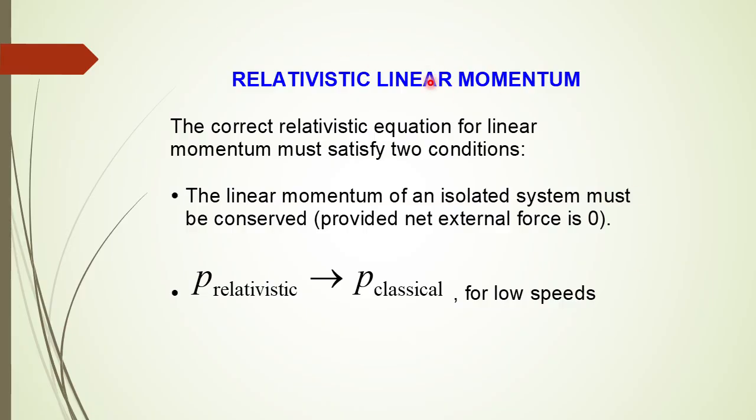Linear momentum also has to be modified. Linear momentum must be conserved, right? So when we do momentum, if you want to have a new equation for momentum, the conservation of momentum must still apply. The linear momentum of an isolated system must be conserved, provided the net external force is 0. Also, our equation for momentum relativistically must reduce back to our classical momentum for low speeds.